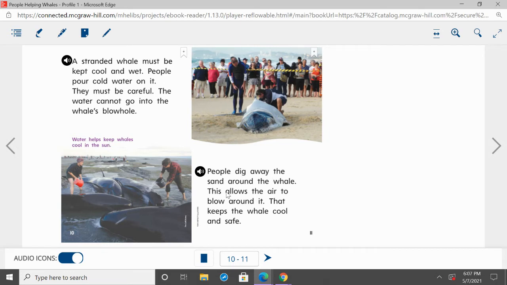People dig away the sand around the whale. This allows the air to blow around it. That keeps the whale cool and safe. We can see that here.